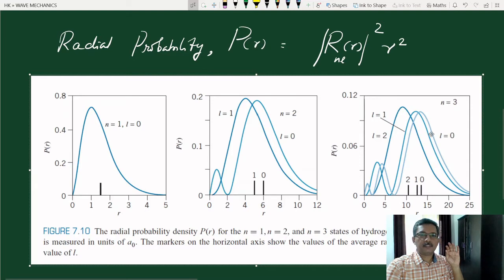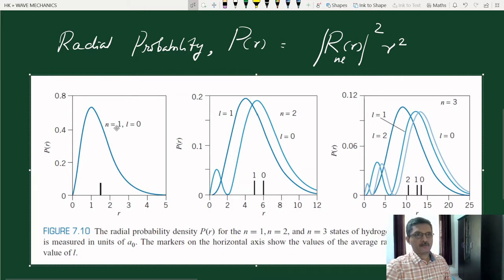So we can see different variations here. And one more point is the radius coordinate is measured in units of A0, where A0 is the Bohr radius, the radius of the first orbit of the hydrogen atom in the Bohr model, which is 0.53 angstrom. So this radial distance is measured in units of A0. The markers on the horizontal axis show the values of the average radius labeled with the value of L. So these markers represent the average radial distance.